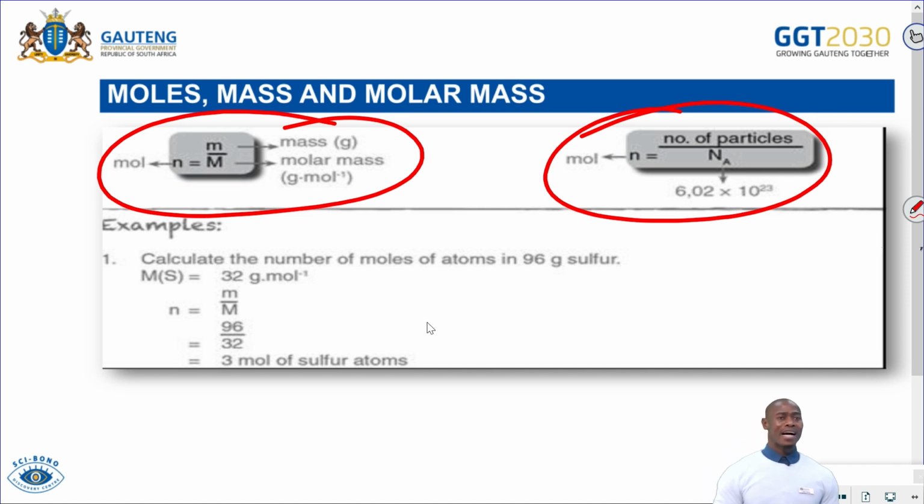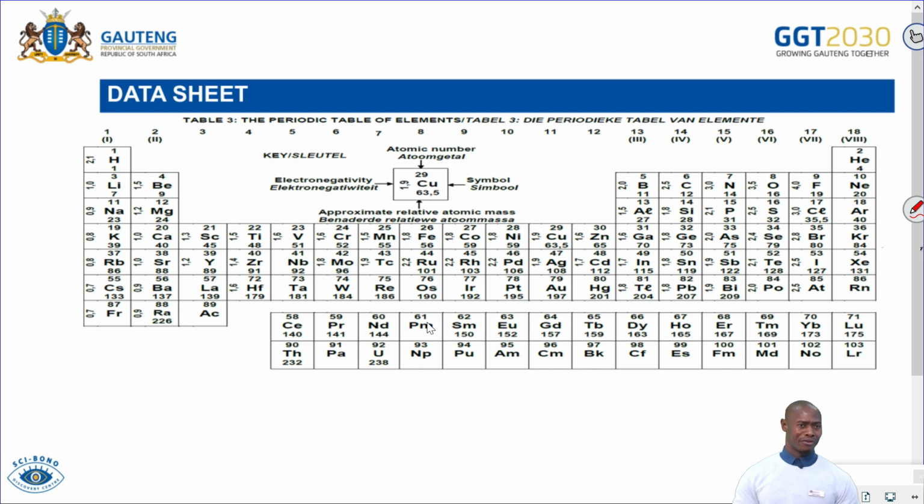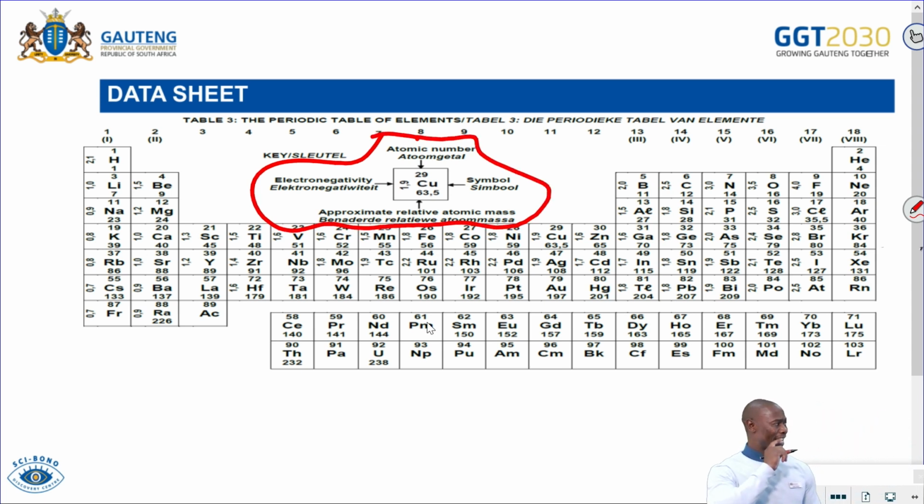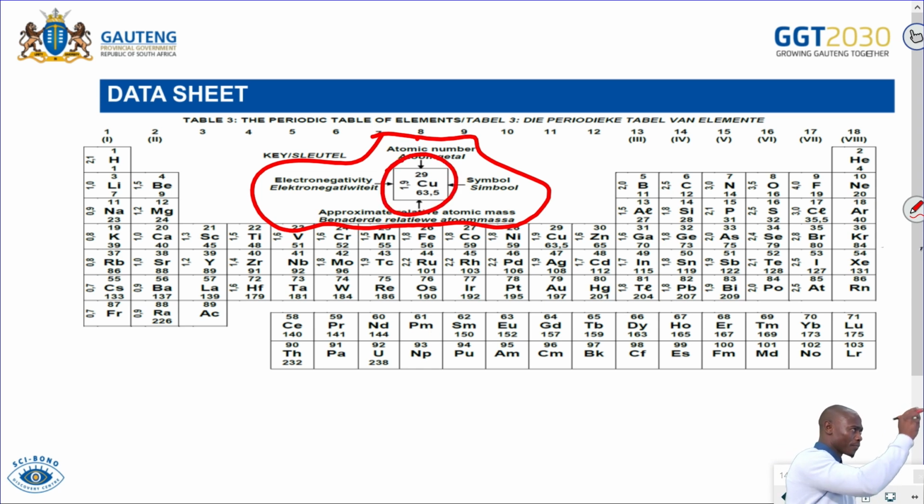So when it comes to your periodic table, which is what I think you did in grade 10, what are we having here? In each and every block, you have something like this. For example, here they've used copper as an example. So you have the symbol of an element, for example here it's Cu, the symbol of copper. And then there's this number up there, that 29. What is that 29?